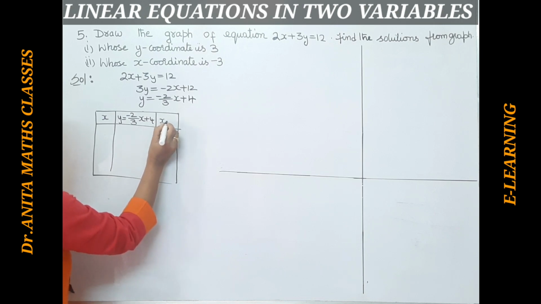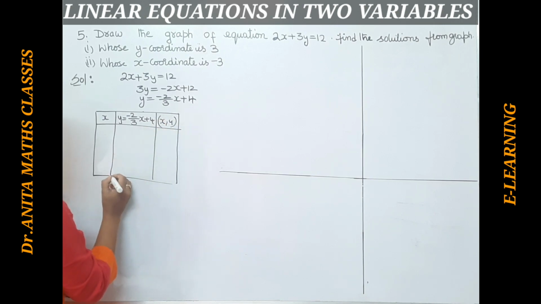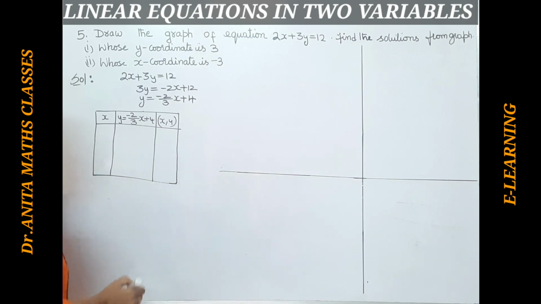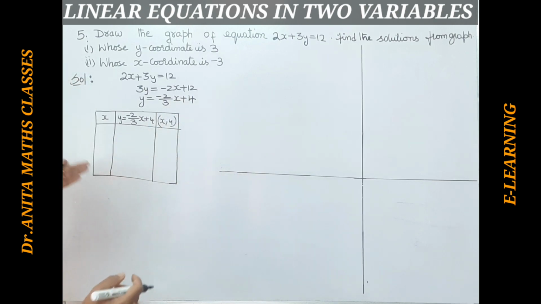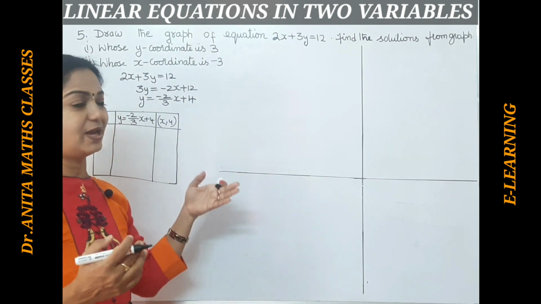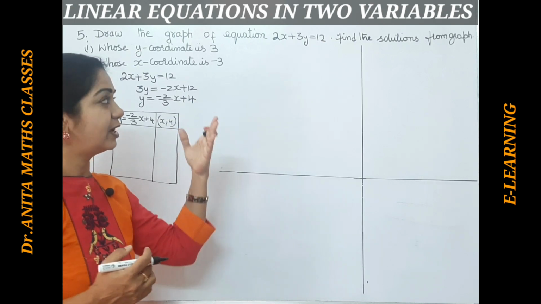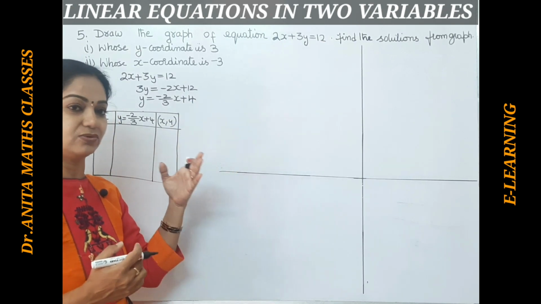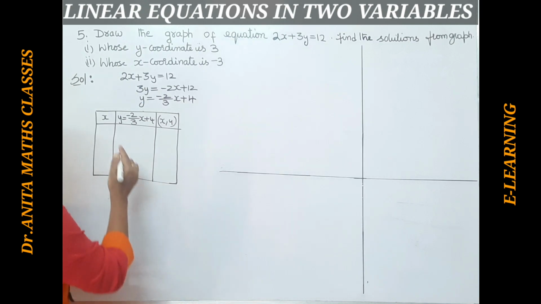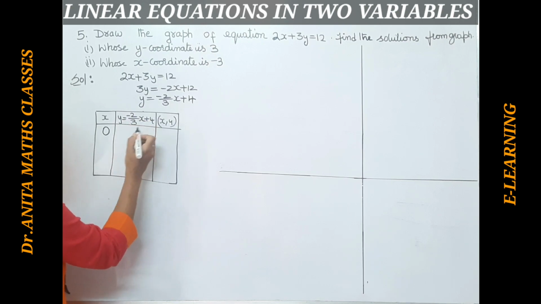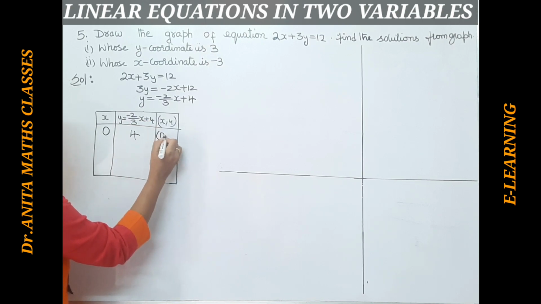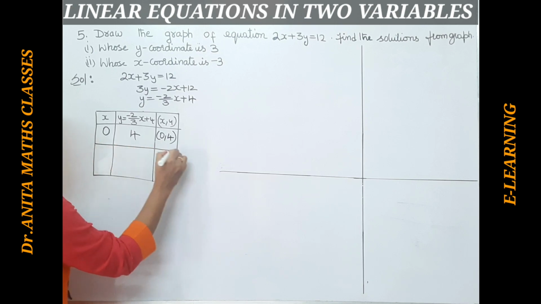So the point is x comma y. We will substitute by taking the value of x as 0 and the value of y as 0, which makes our work simpler, or else you can also take x values as 1, minus 1, 2, minus 2. Now let's start with 0. If x is 0, substituting 0 here, 2 by 3 into 0 comes to 0, so y is 4. So 0 comma 4 is the point when x is 0.